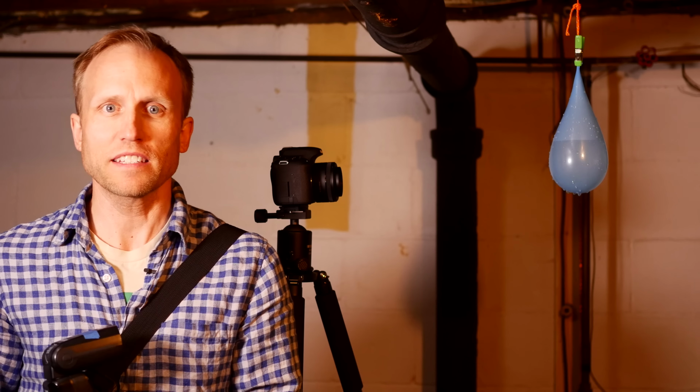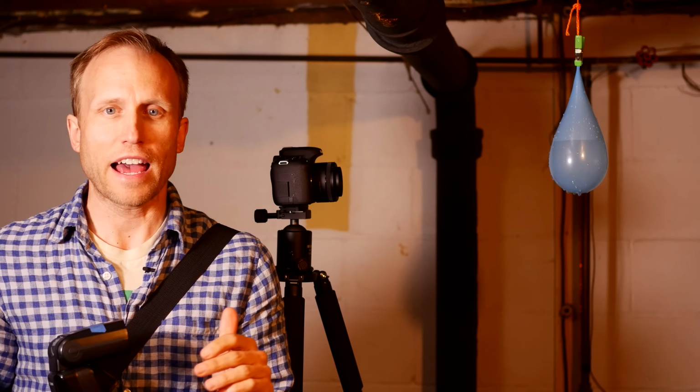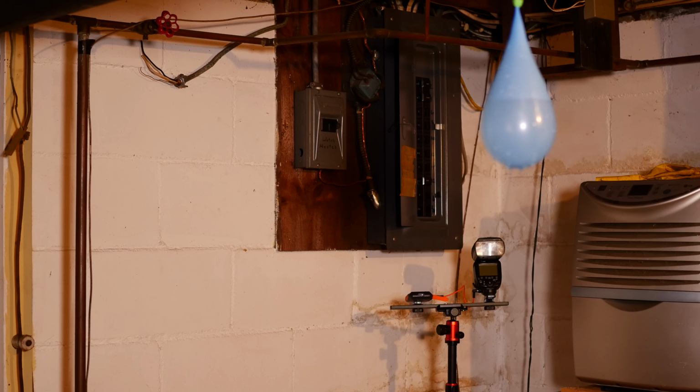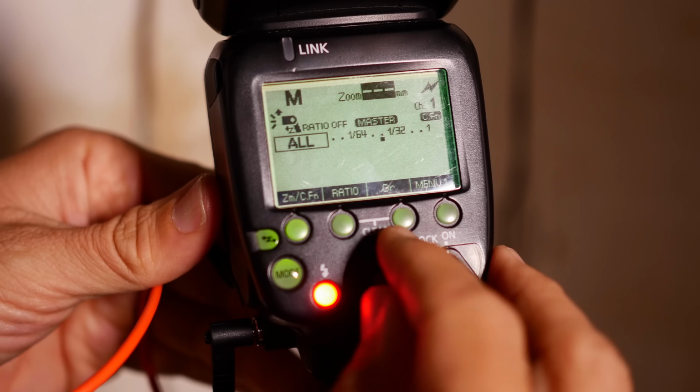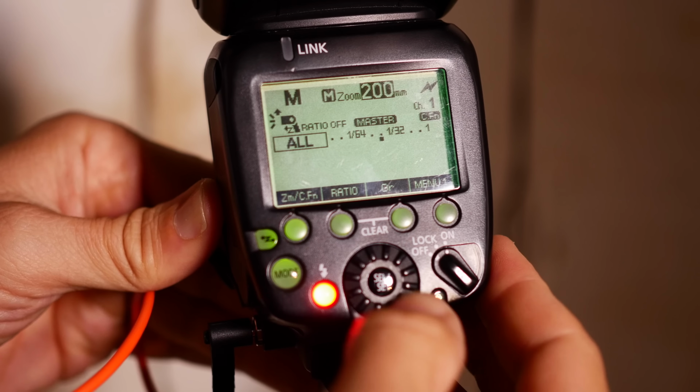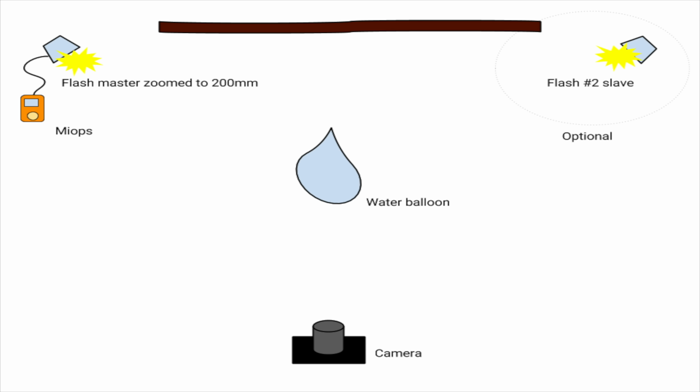So we're going with this, and I'm going to position the flash slightly behind the balloon, and I have manually zoomed the flash to narrow the beam of light and avoid lighting the background. I've decided to use two flashes connected wirelessly to better balance the light, but this could be done with just one flash or a flash and a reflector.